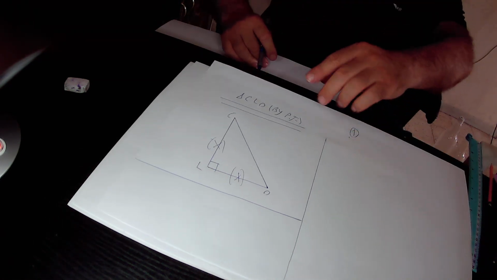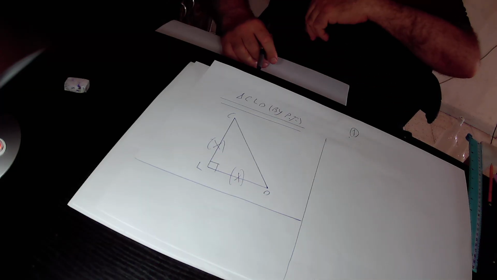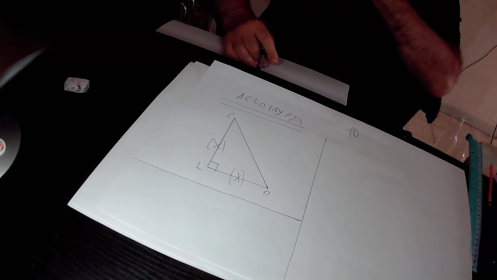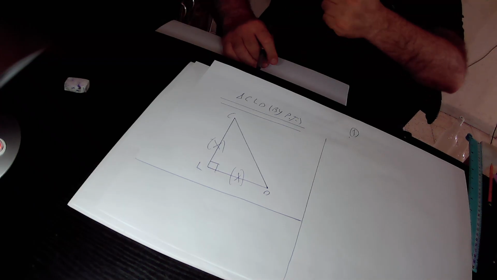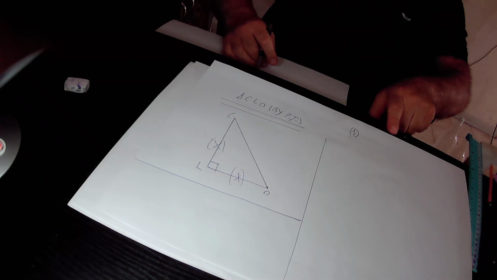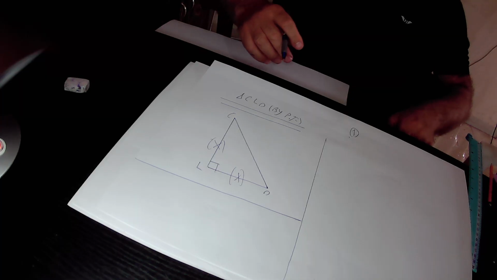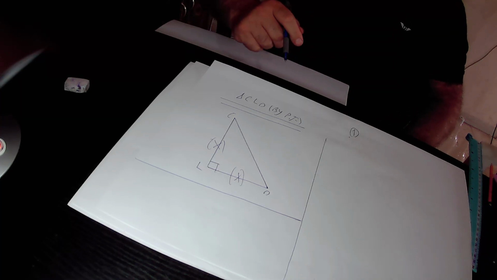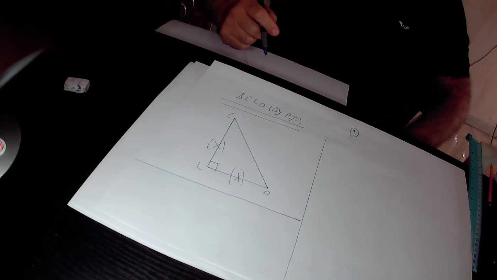Actually, this is the right associated triangle, triangle CLO, that I copied from the original drawing. According to the Pythagoras theorem, in this right triangle CLO, CO squared, that is the square of the hypotenuse, equals CL squared plus LO squared. So I'll write it down.